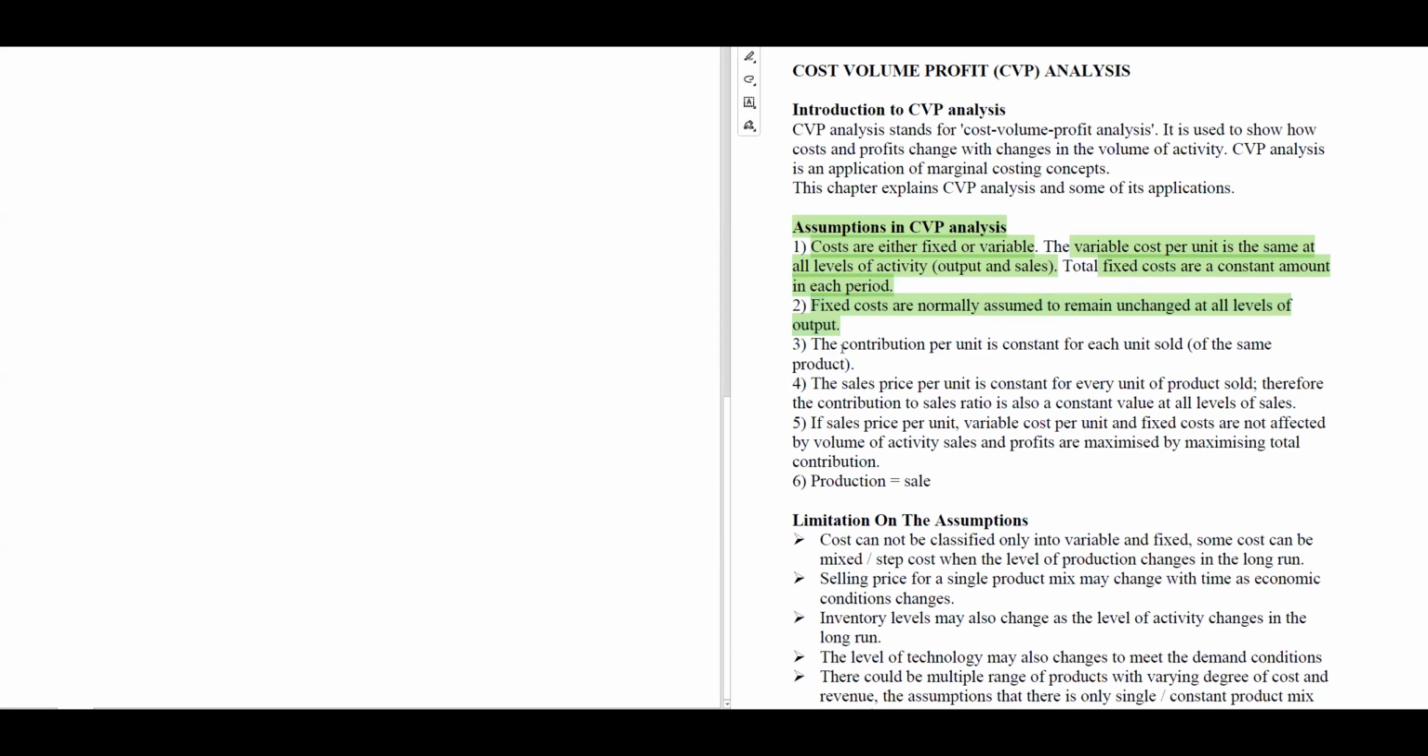That's the next one. We know contribution per unit is also constant per unit. Why? Because selling price per unit is constant, and variable cost per unit is constant, making contribution per unit constant. Therefore, the contribution to sales ratio would also be a constant value at all levels of sales. Please have this in mind because they can ask you this for 5 marks.